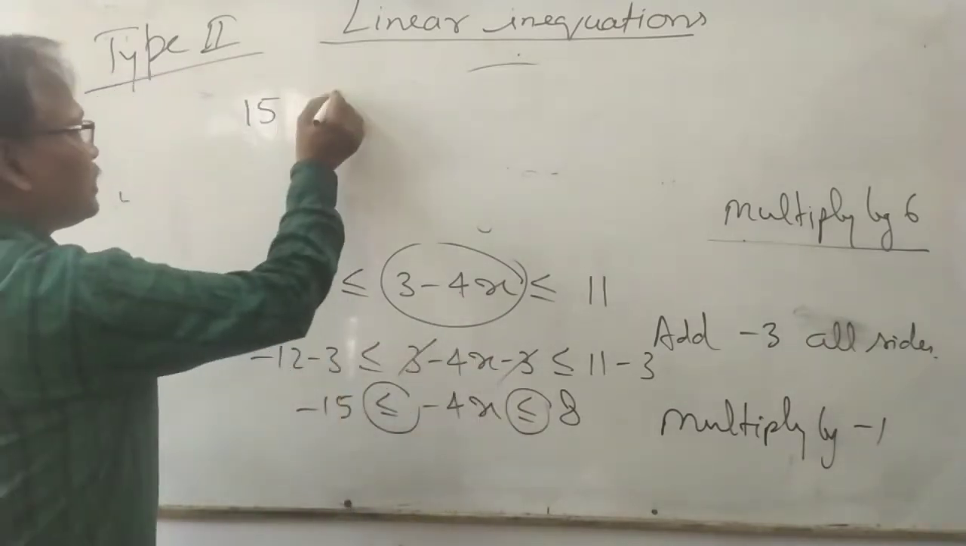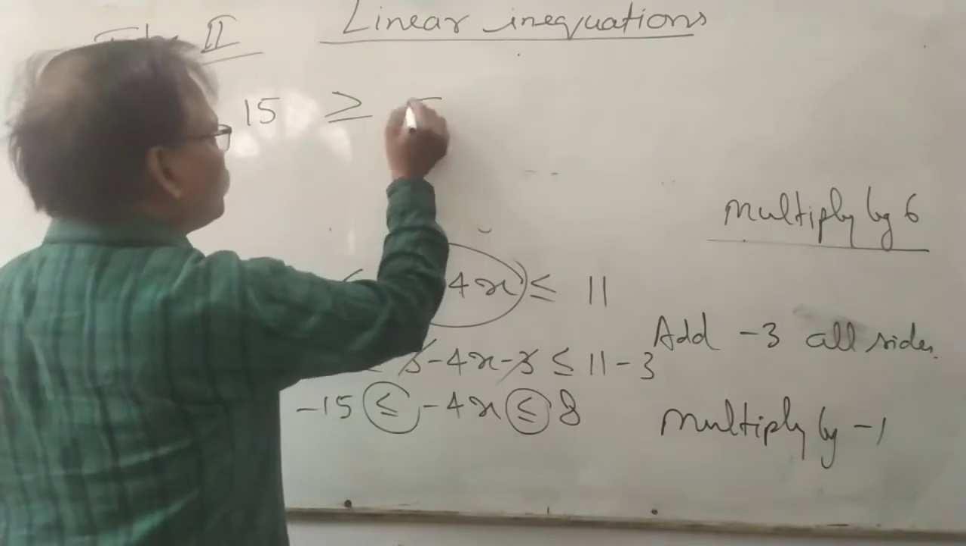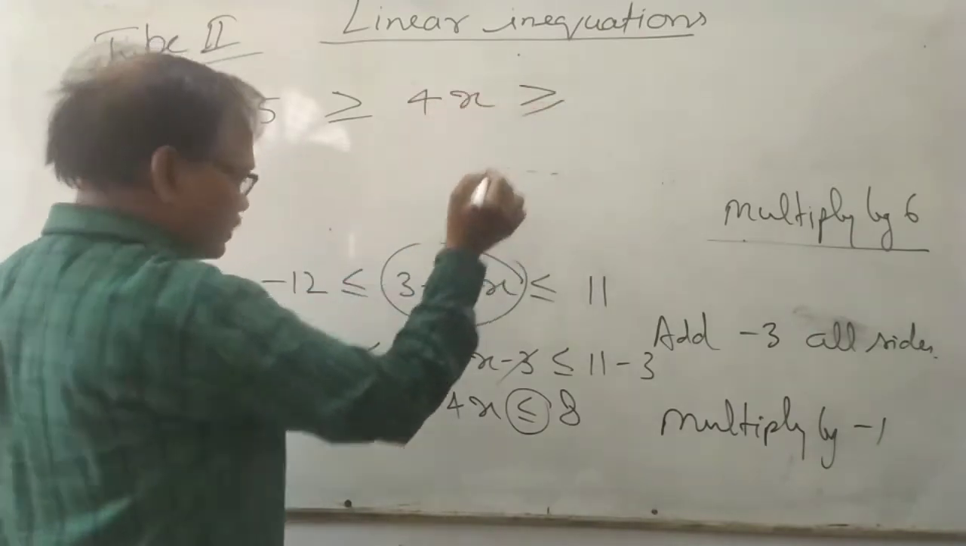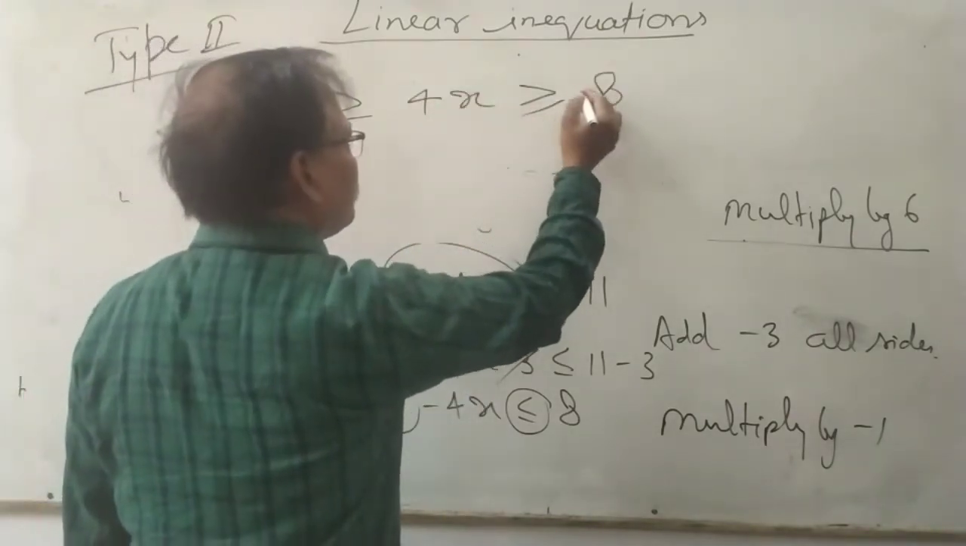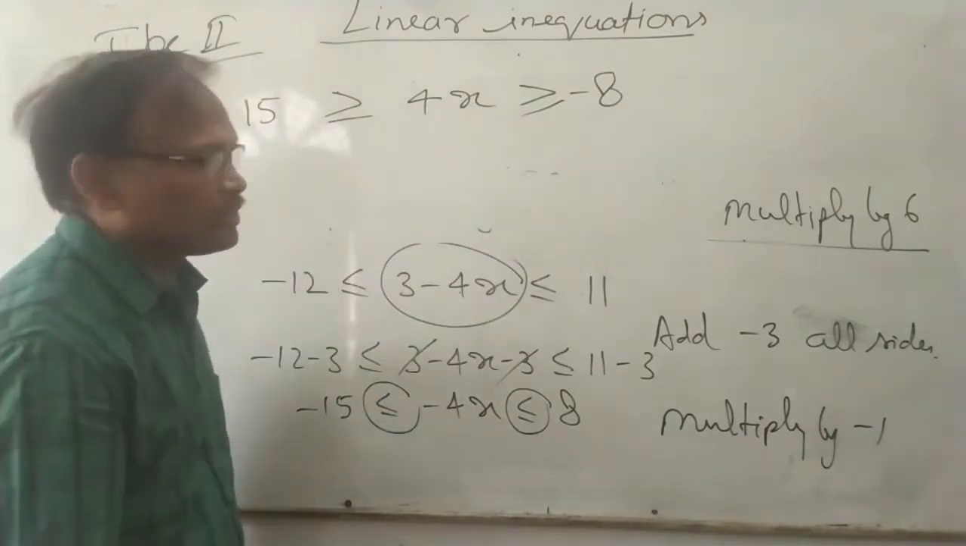तो ये साइन क्या हो जाएगा? ऐसे बन जाएगा 4x and this is also minus 8. Clear? Multiply by minus 1.